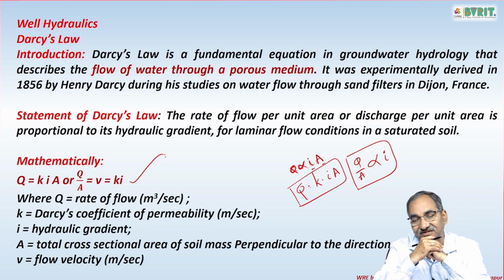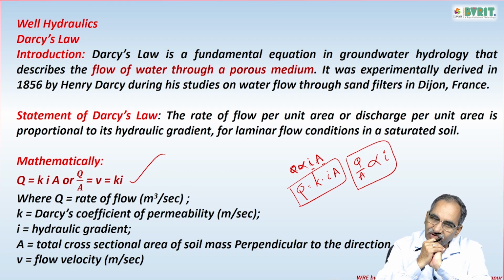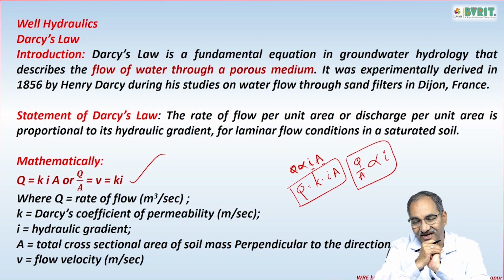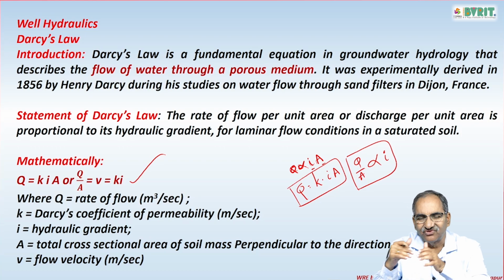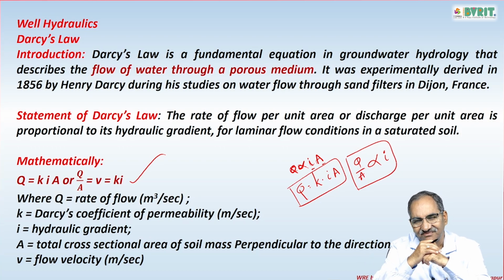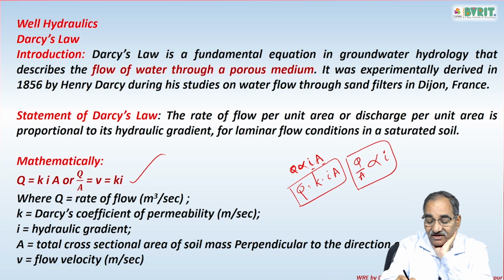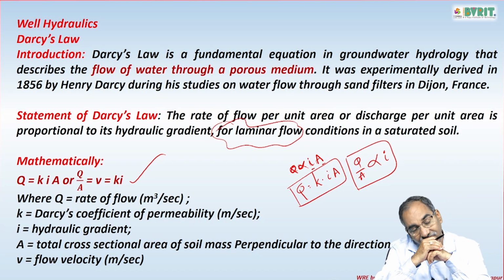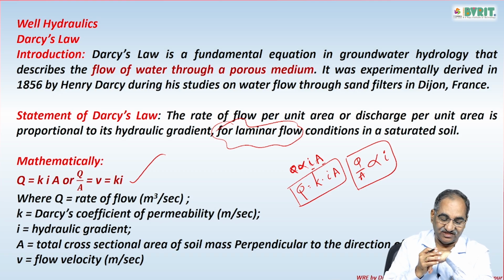So this is finally what Darcy's law is. The rate of flow per unit area, or the discharge per unit area, is proportional to its hydraulic gradient. But of course, there are certain assumptions. Fundamentally, Darcy's law is valid only for laminar flow conditions.